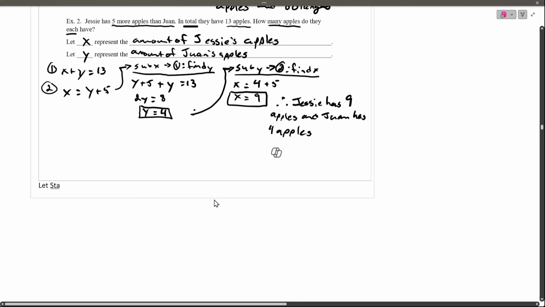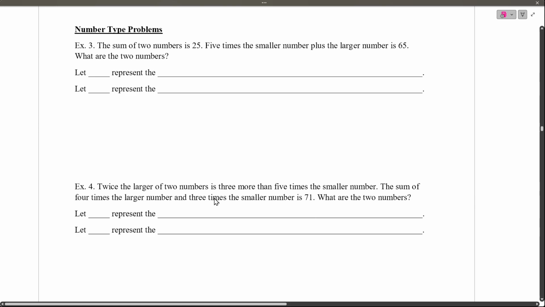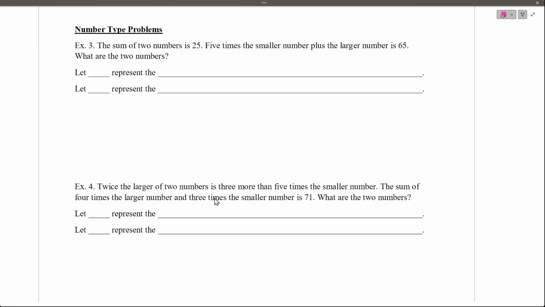Next type of problem is all about numbers. So number type problems are not about items anymore, they're just simply values. So in this case, we have the sum of two numbers is 25. Okay. 5 times the smaller number plus the larger number is 65.